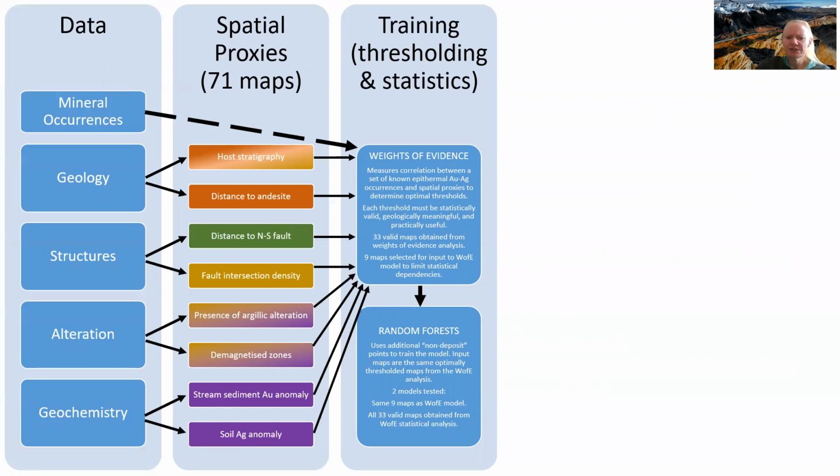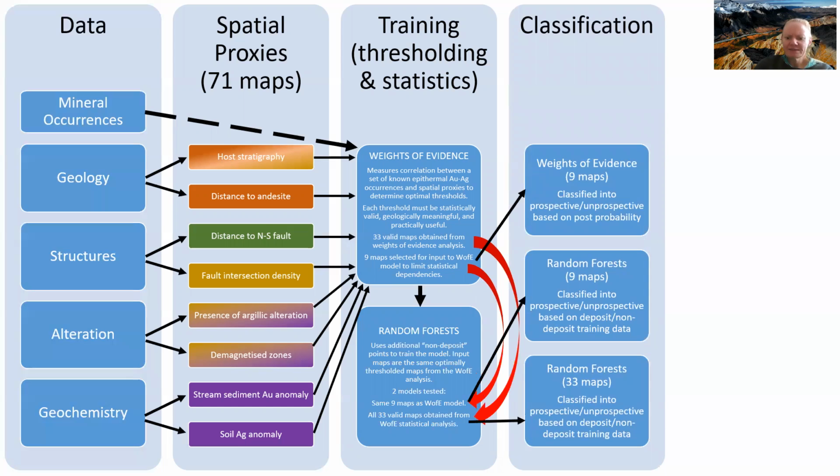So random forests uses some additional non-deposit training points for the modelling process. So not just our known epithermal gold deposits, we need to pick some locations where we're fairly confident that there is no epithermal gold deposit. So the input maps into the random forest are the same statistically valid predictive maps that came out of the weights of evidence analysis. And we tested 2 different random forest models, one using the same 9 input maps as the weights of evidence model, and a second model which used all 33 valid predictive maps from the weights of evidence. So you can see how they relate here.